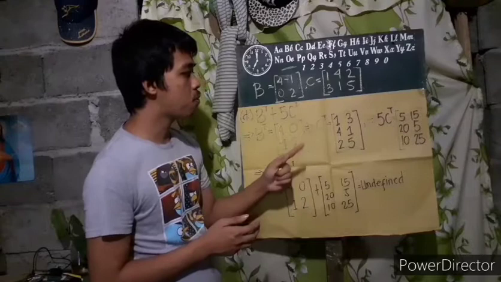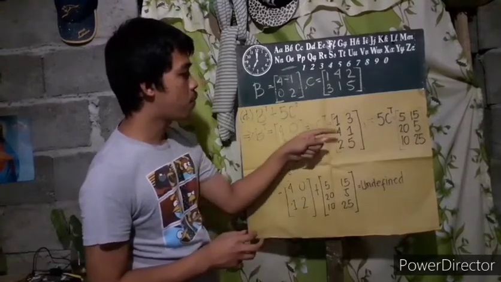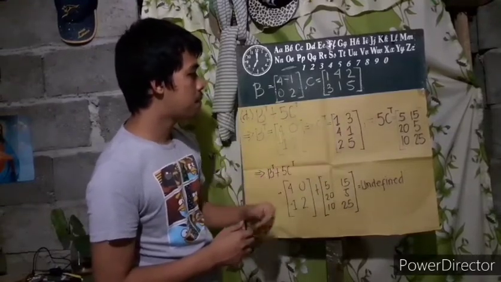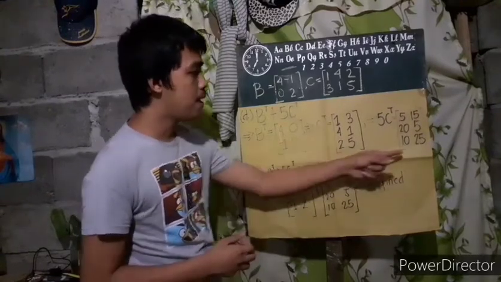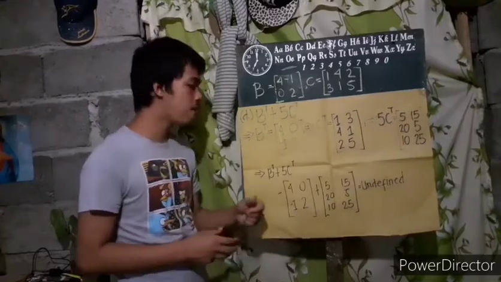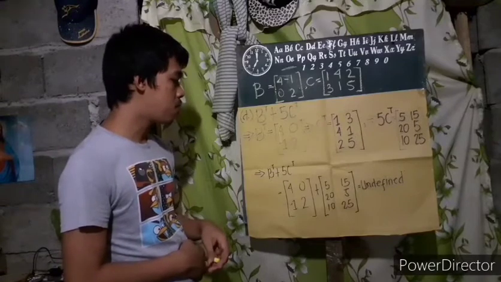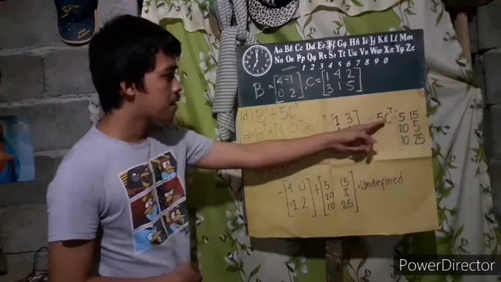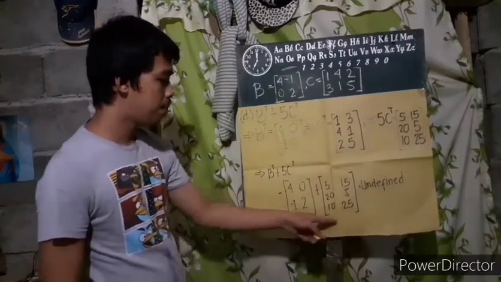Then multiply transpose C by 5. So 5 multiplied by 1 equals 5. 5 times 3 equals 15. 5 times 4 equals 20, and so on and so forth. So we gather this matrix, and now we can easily find transpose B plus 5 multiplied by transpose C. Just copy this transpose B here, then add the 5 multiplied by transpose C here.